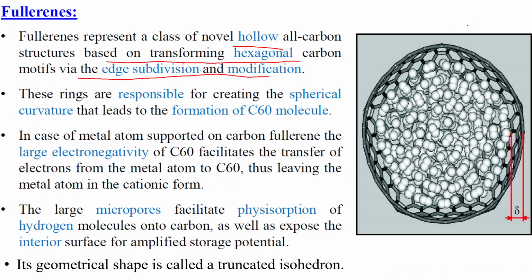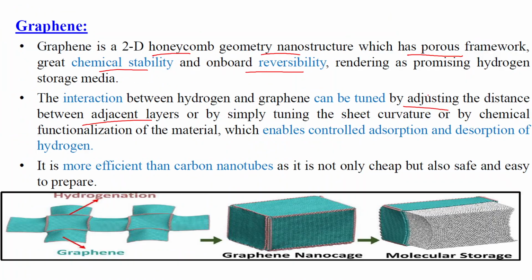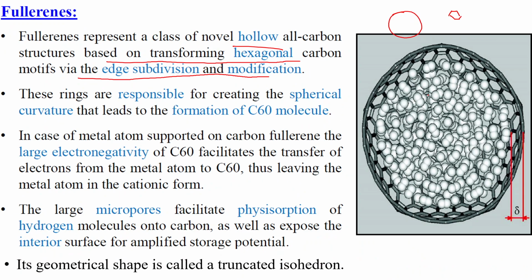In the case of fullerene, this is basically a hollow ball joined by benzene rings all together. Okay. So this is a hollow sphere. This is a hollow cylinder, and the surface of them is made by a honeycomb structure. So these rings are responsible for creating the spherical curvature that leads to the formation of the C60 molecule. The fullerene structure is a C60 molecule.